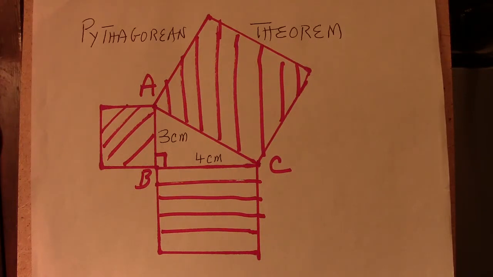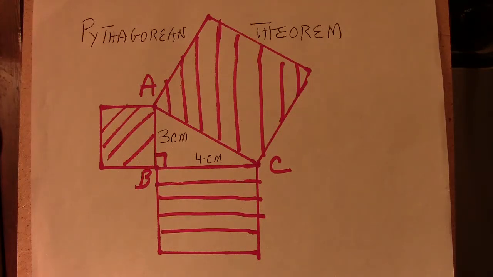In the picture shown, the other two sides are AB and BC. The side AC is the hypotenuse because it is opposite the right angle. And the Pythagorean theorem states that the square drawn on AB and the square drawn on BC, when we add the areas of those two squares, will be equal to the area of the square that is drawn on the hypotenuse, which is AC.